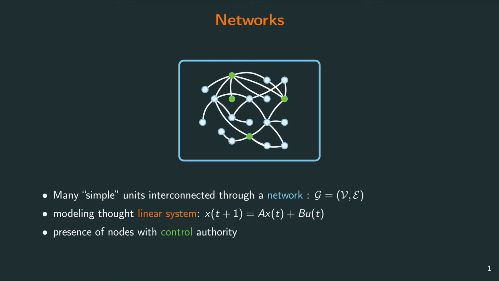As you know, networks are a popular way to model the complex behavior that emerges from the interaction among otherwise simple units. Today, we will be using a network evolving according to a linear time-invariant dynamics with state matrix A and input matrix B, and where we assume that some nodes in the system have control authority on the overall network. This control action is what we ultimately wish to design.